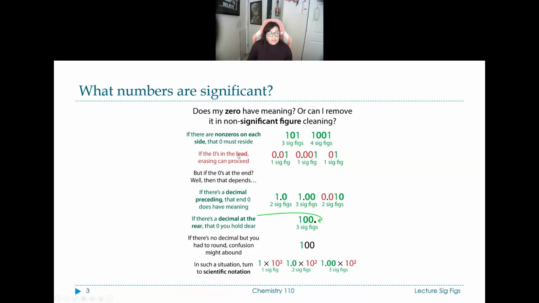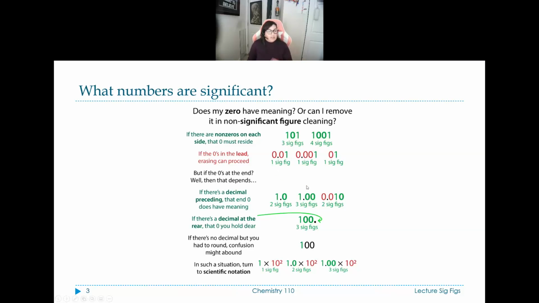Okay. Now, if the zeros are in the lead, leading zeros are not significant. This is just to help us remember that if those zeros are up in front near the decimal place, then if we were to write this number in scientific notation, we could get rid of the placeholders. That's all they are, placeholders. We can get rid of that using scientific notation. So those numbers are not significant. They are just placeholders. Right? So each of these numbers, 0.01, 0.001, and 0.1 has 1 sig fig.